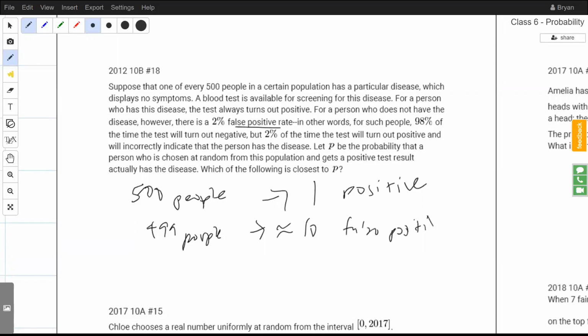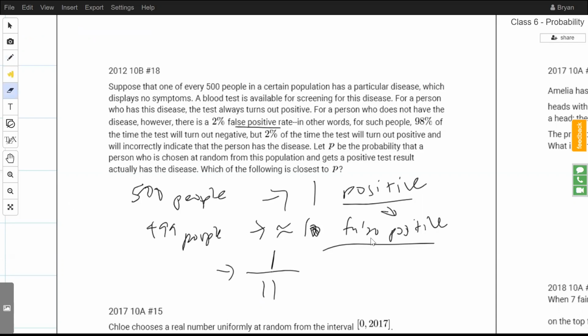So that means that the probability that the person is actually positive is going to be 1 over 11. There's only one person who's actually positive, well, 10 of them are false positives, and we're only considering people who have tested positive. So there's only 11 total people that this could be, and only one of them is actually going to be a true positive. So P is going to be closest to 1/11.